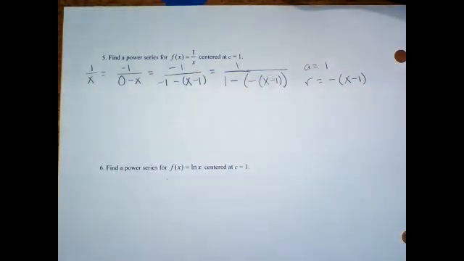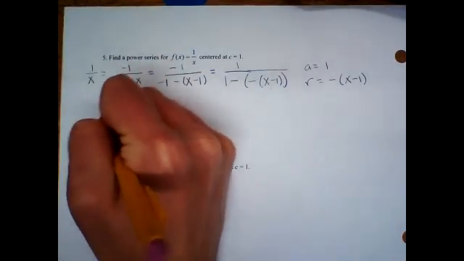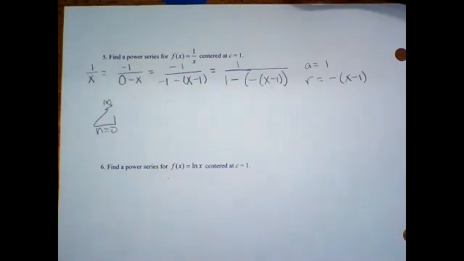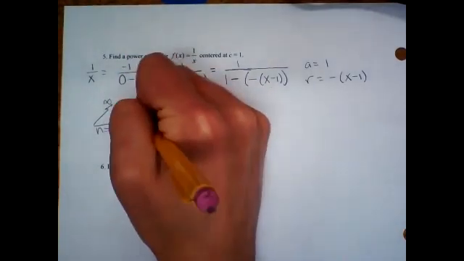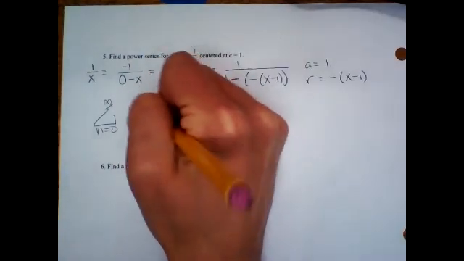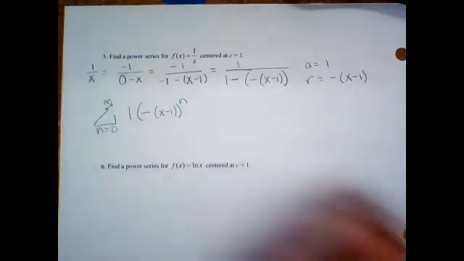I would leave it like that. I guess you could distribute the negative if you want, but I think it's better if it's factored, because remember, we're going to multiply by that every single time. So your sigma notation from n is 0 to infinity, and then it's A times R to the n. So it'll be 1 times this whole thing to the n.